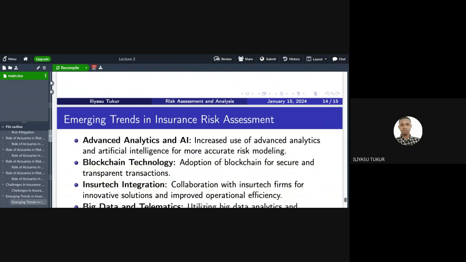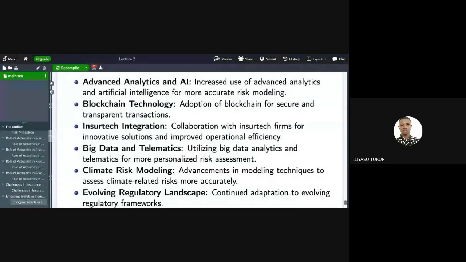So blockchain technology, adoption of blockchain for secure and transparent transactions. So digitally, everything digitally, people can have access to see what is going on behind their stuff. Here we have InsurTech integration, such as collaboration with InsurTech firms for innovative solutions and improved operational efficiencies. Big data and telematics. Big data analytics play a very important role today, but this is emerging.